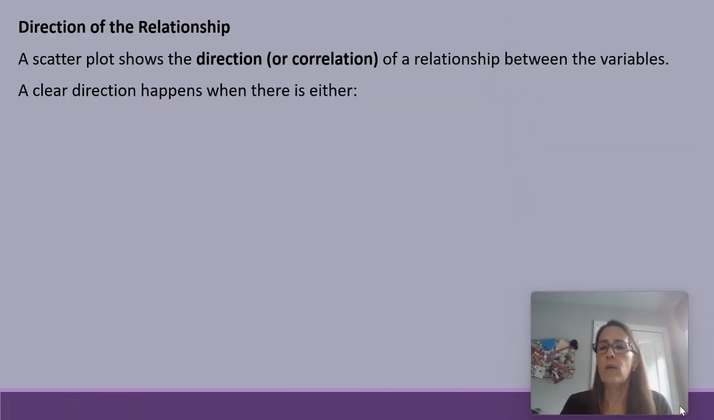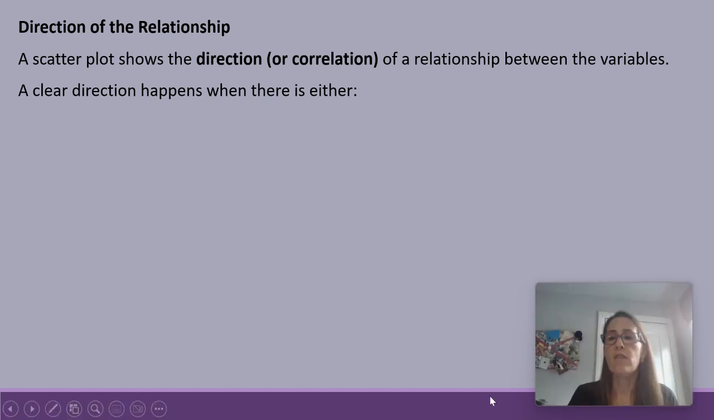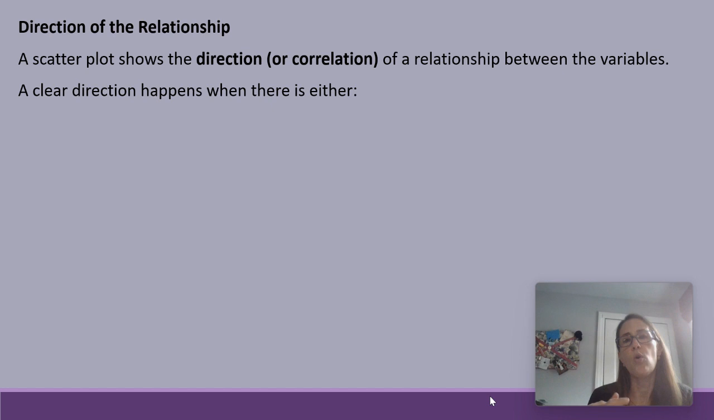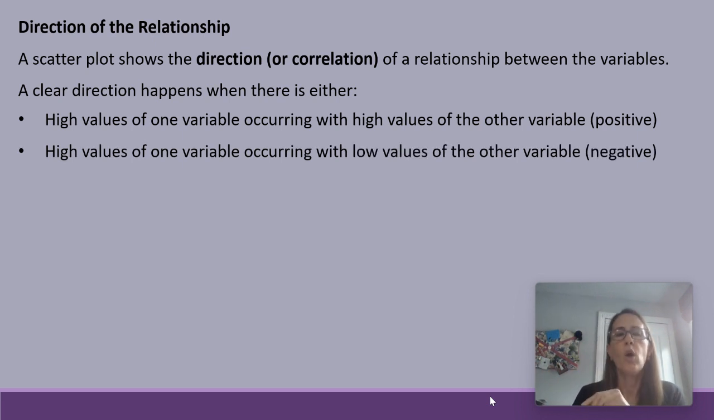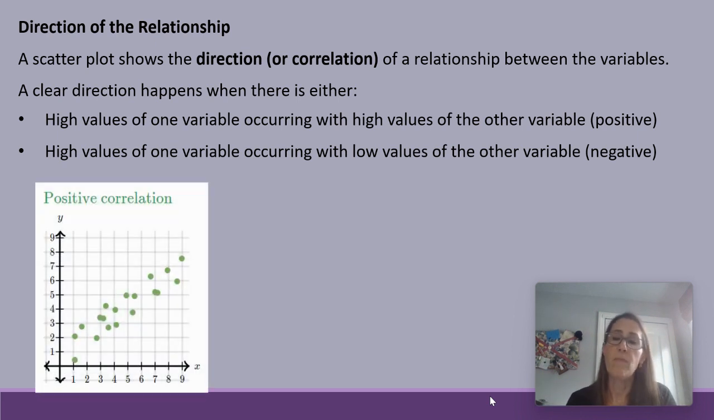One of the things that's really helpful with scatter plots is the direction of the relationship. A scatter plot shows the direction or correlation of a relationship between two variables. A clear direction happens when there are either high values of one variable occurring with high values of the other variable. That's a positive correlation. So Y is bigger when X is bigger. They're both increasing. That's positive. Or high values of one variable occur with low values of the other variable. So your X is big, but your Y is low. That's a negative correlation.